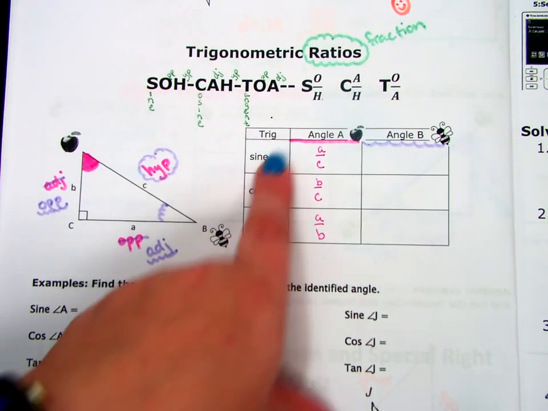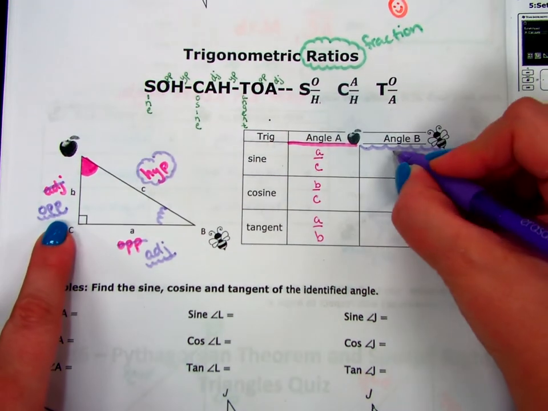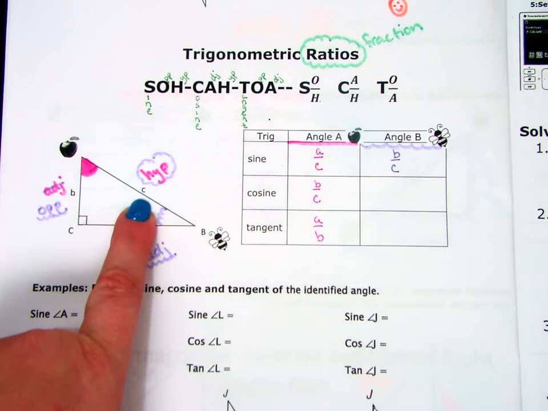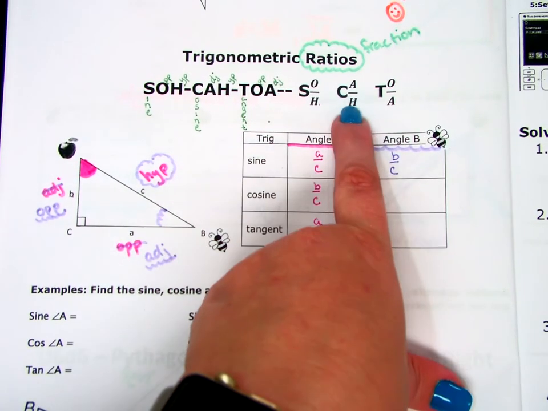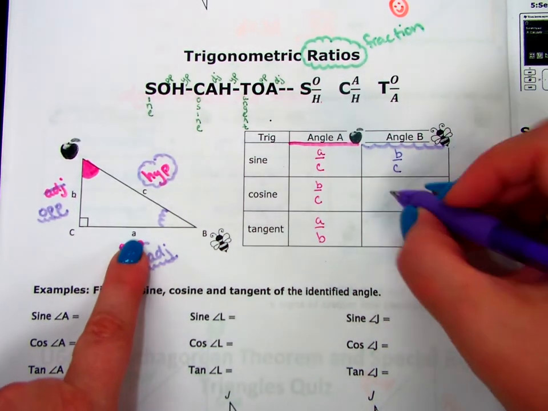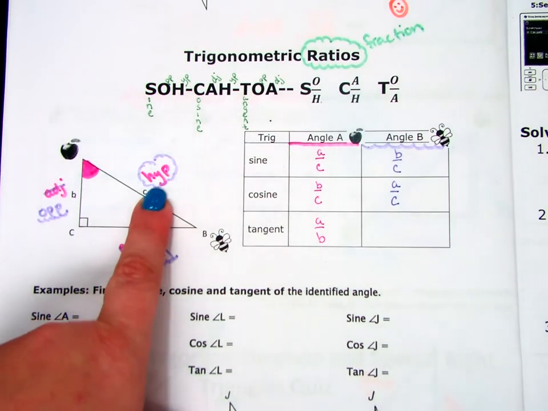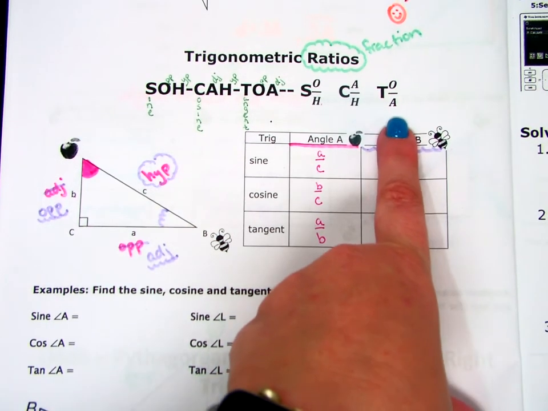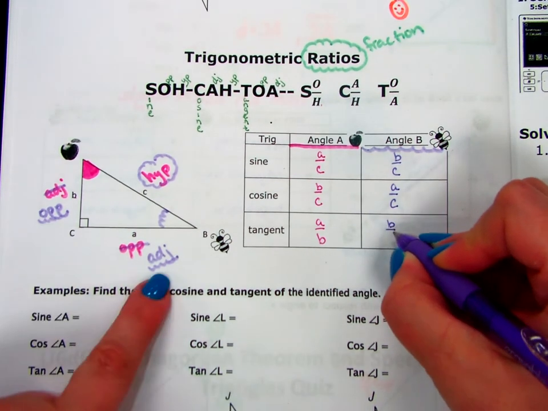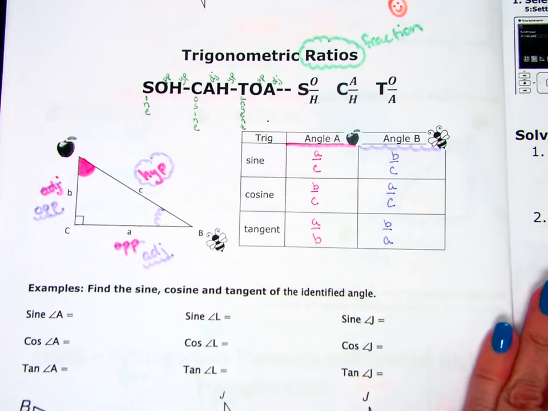Alright, so now my sine from angle B, sine is opposite over hypotenuse. My opposite is B, over the hypotenuse is C. The cosine is adjacent over hypotenuse. So adjacent is A, over hypotenuse is C. The tangent is opposite over adjacent. My opposite is B. My adjacent is A.